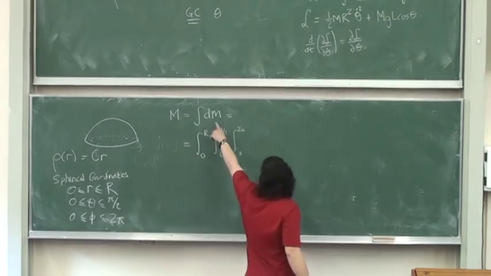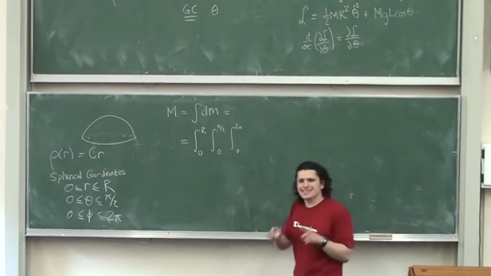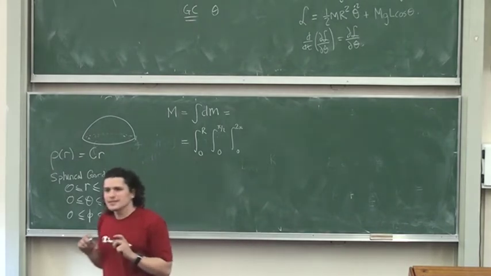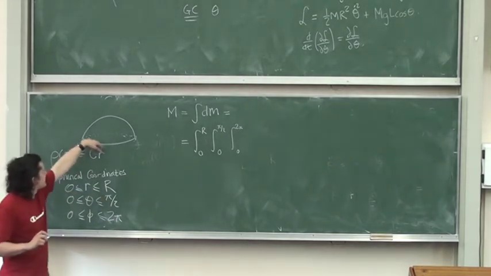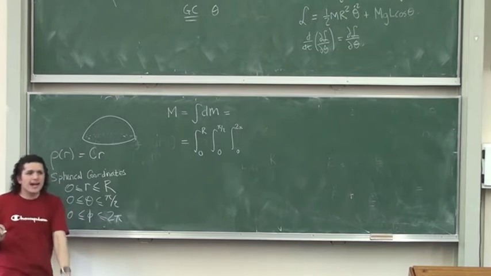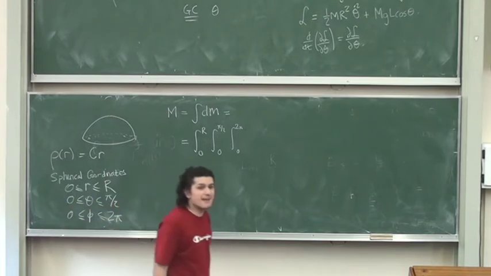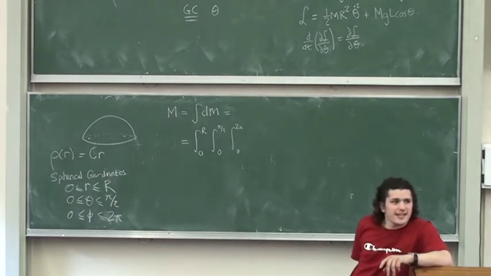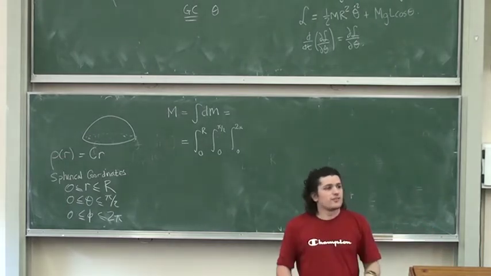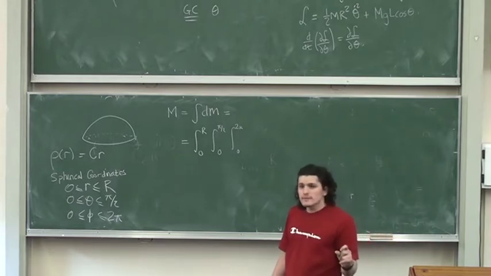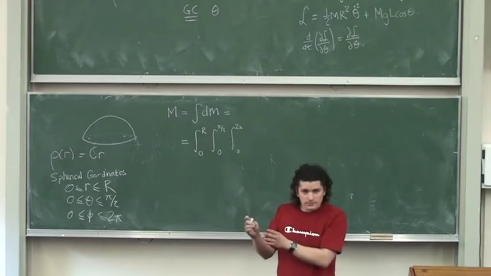Now we have to ask the question, what does dm mean? dm means little block of mass, situated at a position inside this hemisphere, parameterized by theta, phi, and r. That's what dm means. If you know the density where that little block of mass is situated, then the mass is equal to the density times the little volume enclosed by that block.